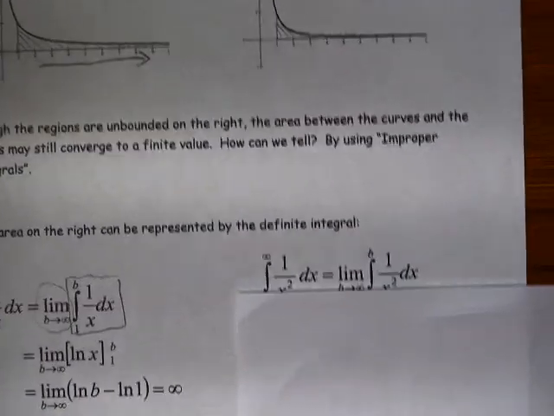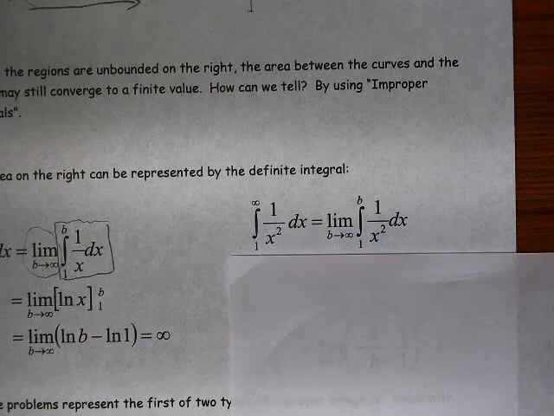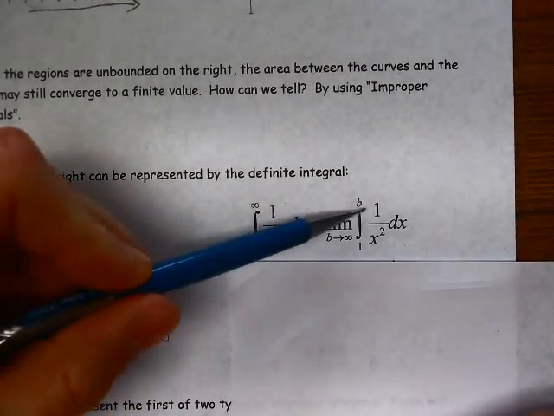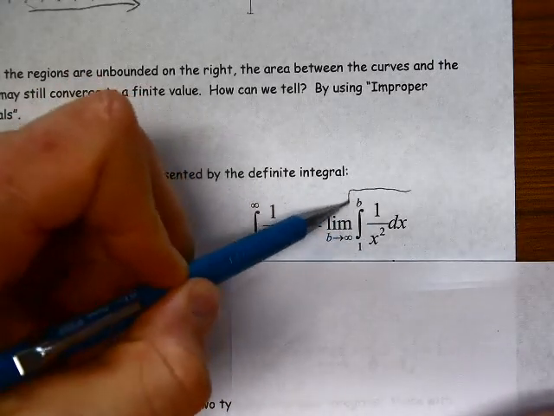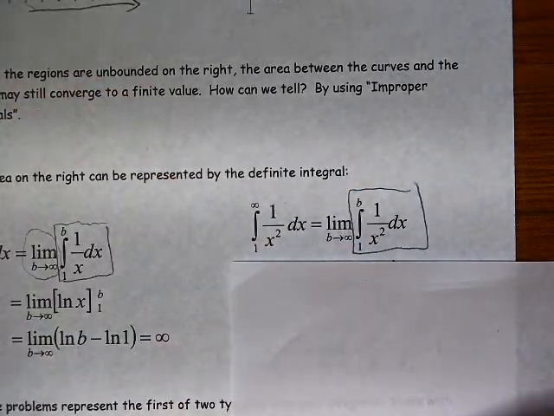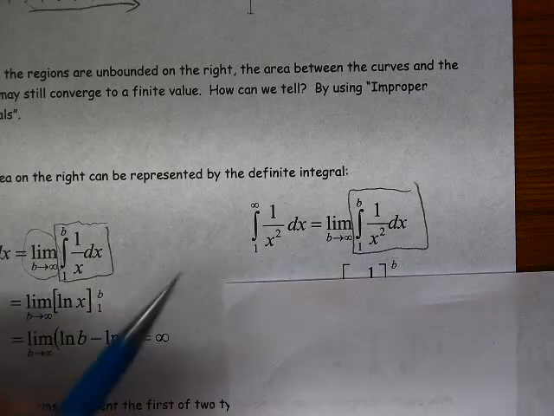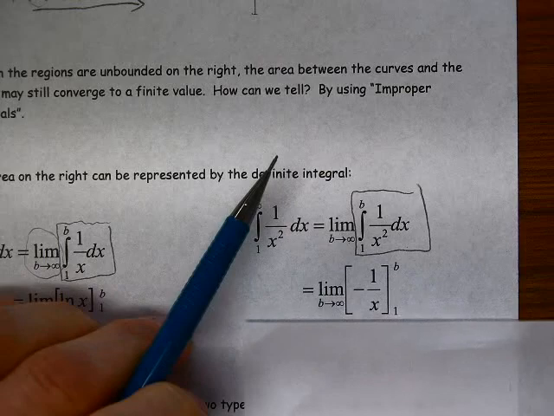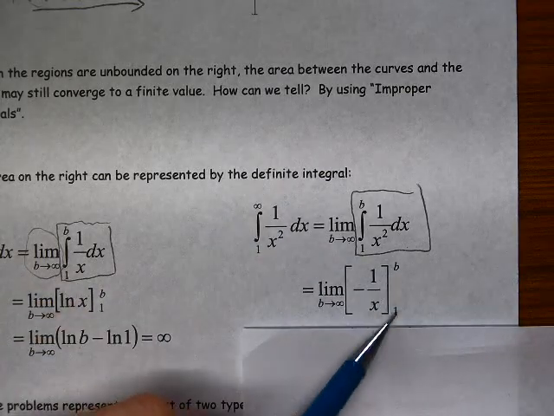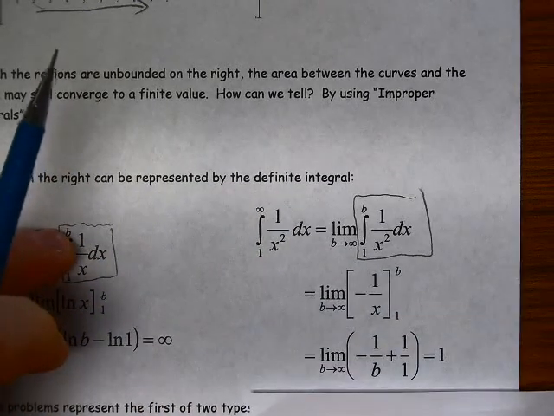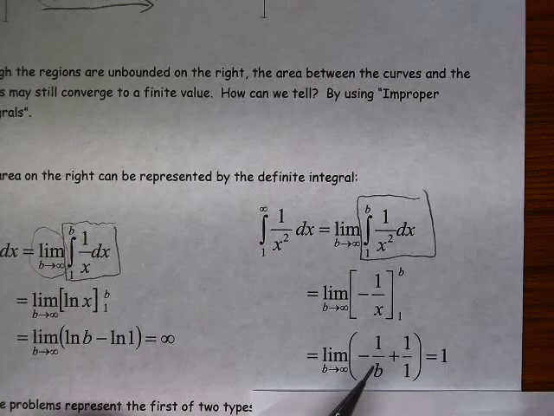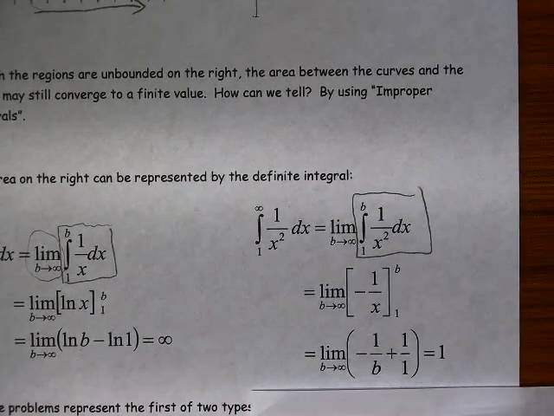If we look at the 1 over x squared, I use the same process. I change the infinity to a b. So I'm going to evaluate this definite integral, and I'm going to take the limit as b approaches infinity. The antiderivative of 1 over x squared is negative 1 over x. I'm going to evaluate that from 1 to b. So I have negative 1 over b minus negative 1 over 1, which becomes plus 1. So I have negative 1 over b plus 1.